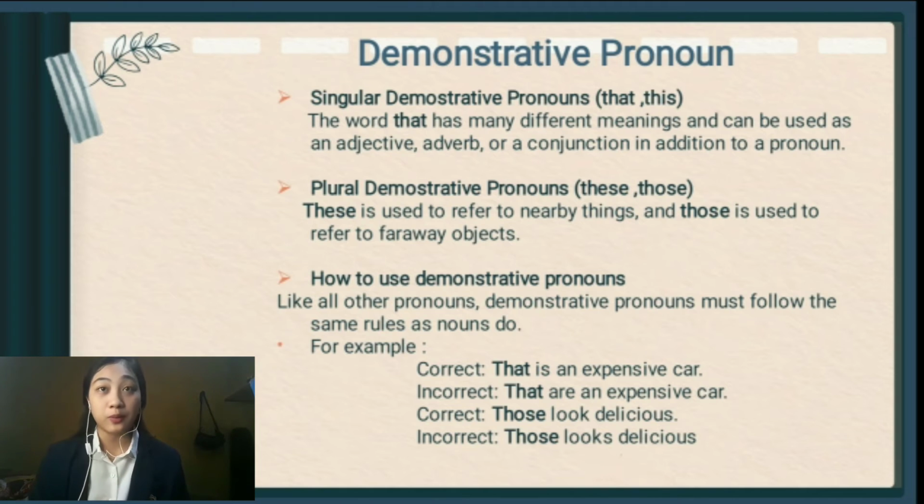In singular, demonstrative pronouns include that and this. The word that has many different meanings and can be used as an adjective, adverb, or a conjunction in addition to a pronoun. For example, the word that can also be used as a relative pronoun that introduces a relative clause. And the plural demonstrative pronouns include these and those. This is used to refer to nearby things, and those is used to refer to faraway objects.